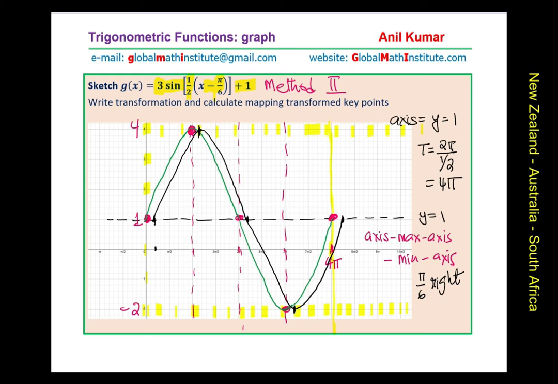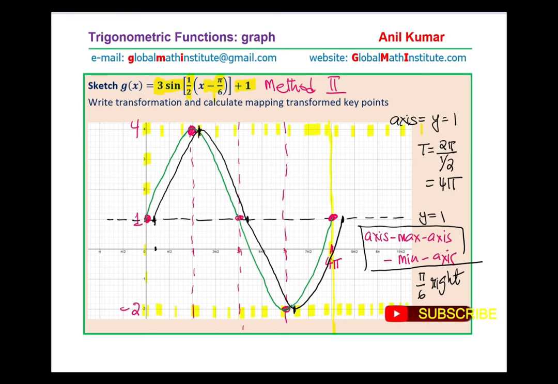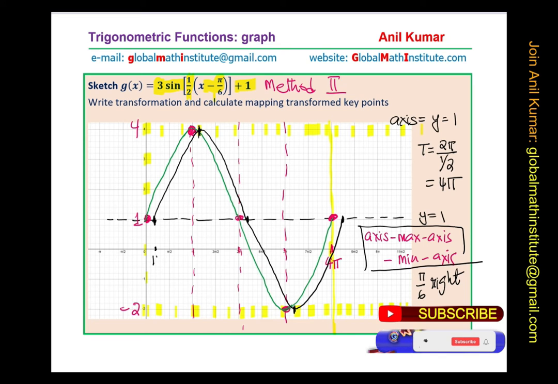So the advantage with this method is that we did not calculate the transformed key points. You get the whole idea. We have worked with this concept of axis, maximum, minimum, axis. We did not do the calculation which was done earlier for finding the final x and y points. But you can see it on the graph that the initial point starts with pi by 6, right? And each value has been added by pi by 6. You do your math, right?